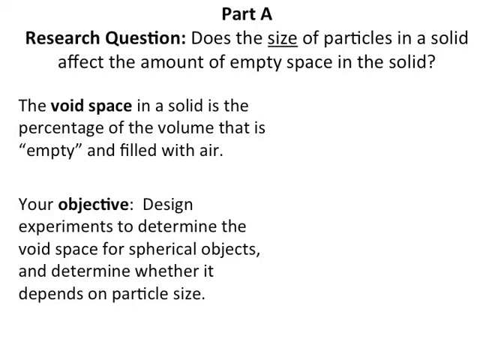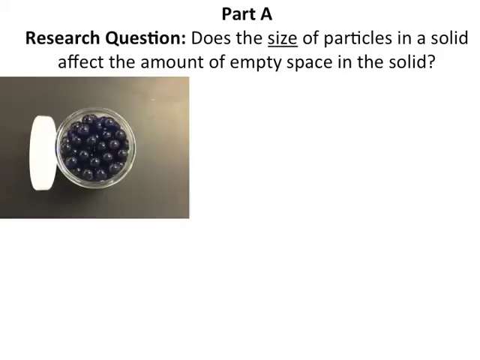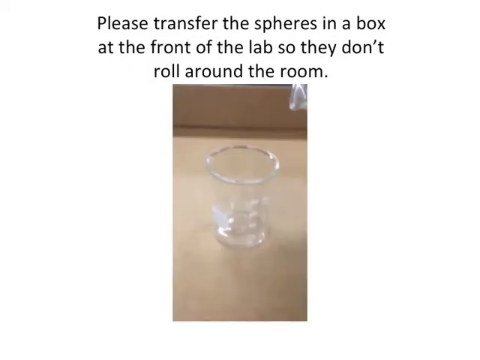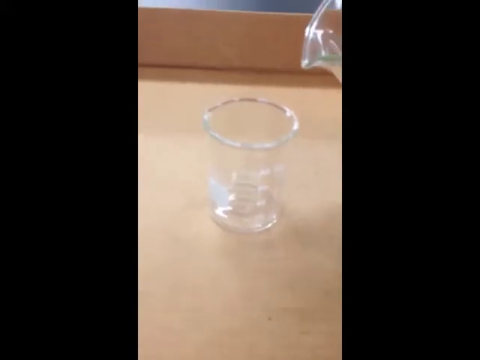In Part A, you will investigate the idea of void space. The void space in a solid is the percentage of the volume that is empty, filled with air. Your objective here is to design experiments to determine the void space for different spherical objects and determine whether it depends on the particle size. An important resource for Part A are different sized objects, all spherical. Please pick up these resources at the front of the lab. Be careful, because they will roll around.